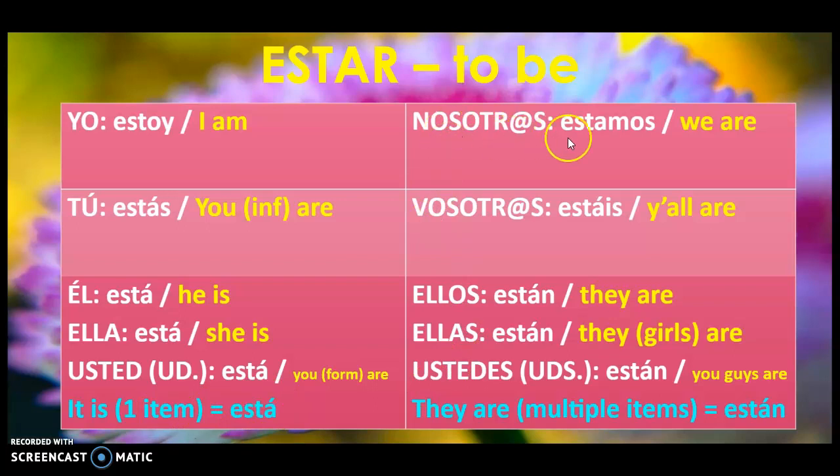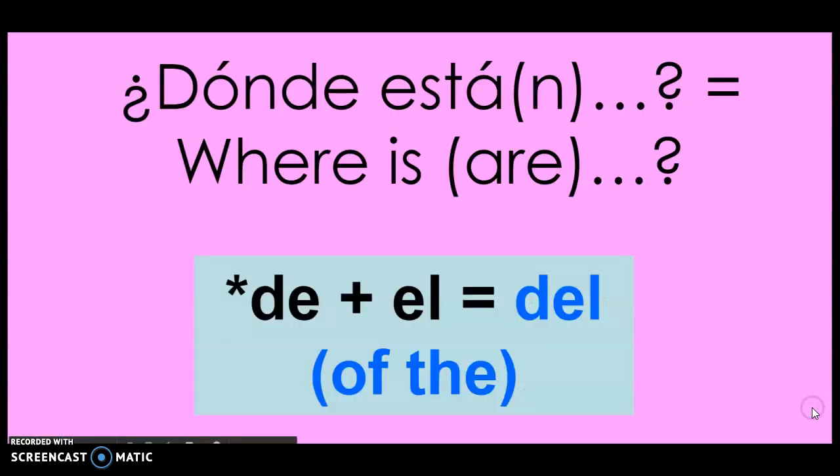Then the nosotros estamos, that means we are. Vosotros estáis, y'all are. Ellos están, they are. Ellas están, they girls are. Ustedes están, you guys are. And then to say that multiple items are, they are, están. So yes, it's a repeat of these. But just to remember, if you're talking about classroom items and you wanted to say the desks are over there, you would say los pupitres están, they are.